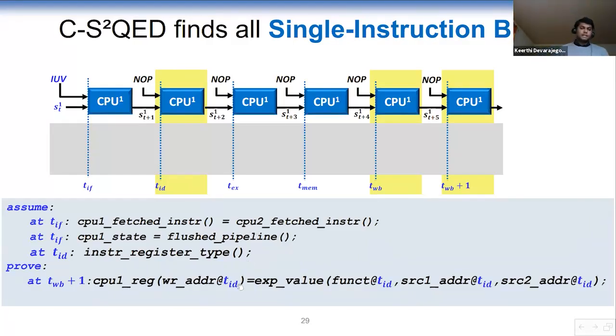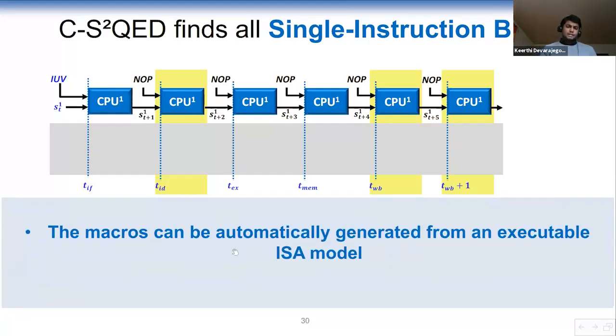And for detecting other instruction classes, we simply need a similar property with other instruction classes, but then we need a different macro here to specify the type of operations performed by that specific instruction class. And as I said, again, these macros can be automatically derived from an executable ISA model. So that's about a single instruction bug. How do we find it? It's very simple to write this property, and we don't have to consider all complex scenarios in the pipeline because we started from a flush pipeline state.